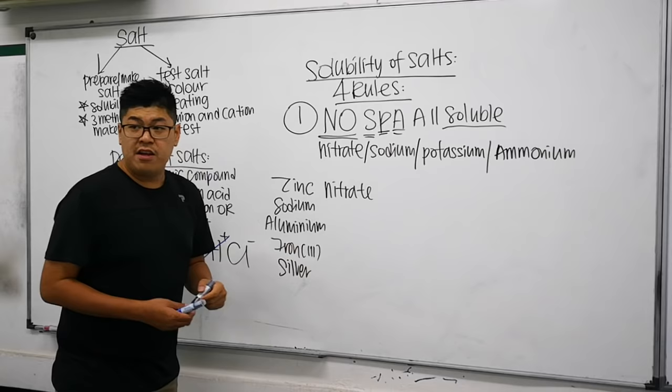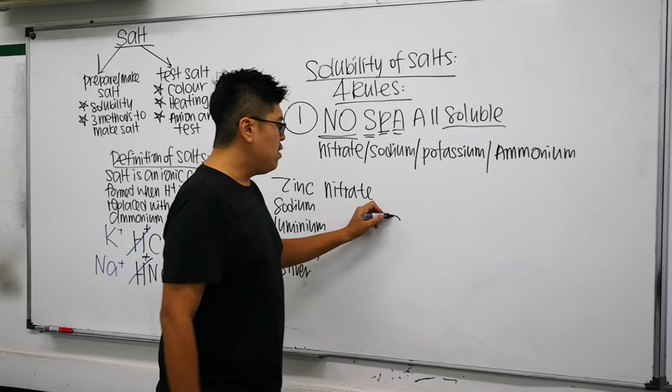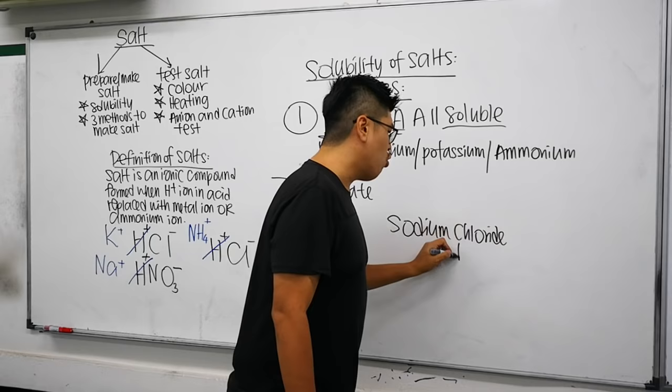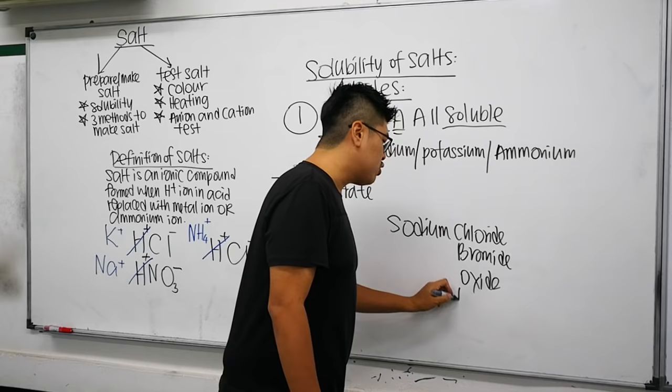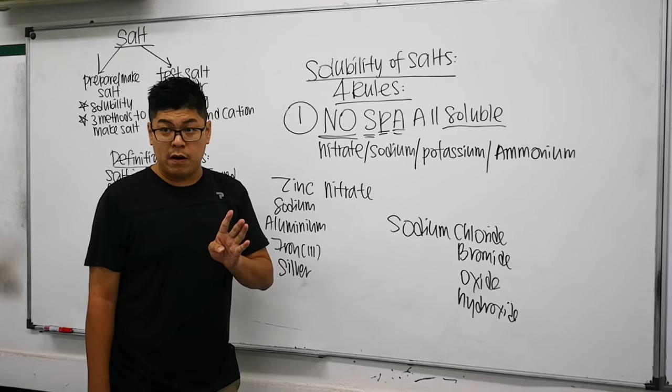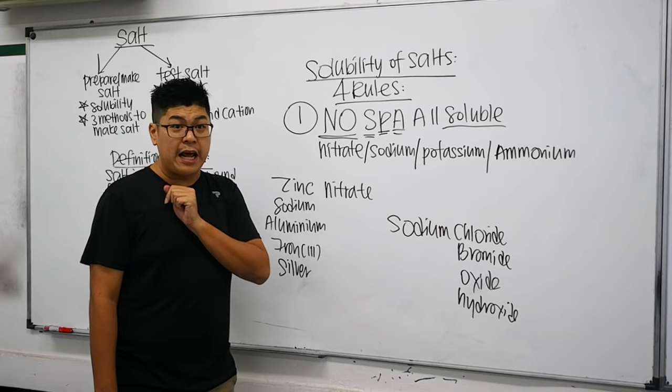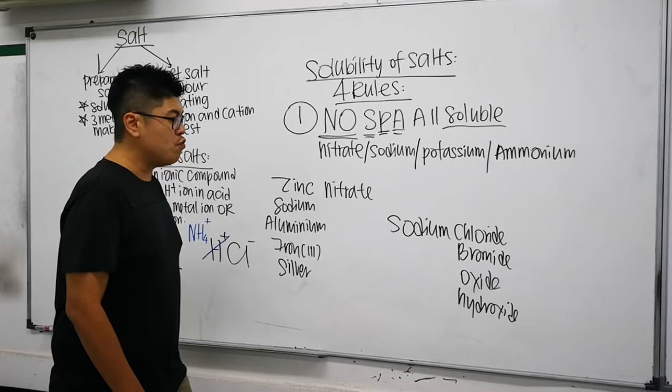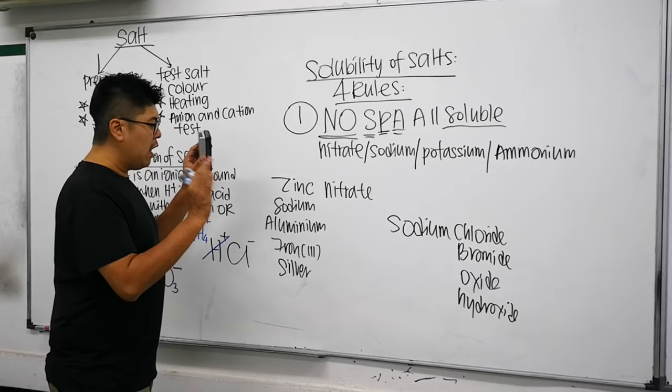Same thing for anything with sodium. When you have sodium, you don't care whether they write sodium chloride, sodium bromide, sodium oxide, or sodium hydroxide. Anything with sodium is confirmed soluble. So anything with one of these four is confirmed soluble. You don't need all four of them, you just need one of them. Any salt that has one of these will be soluble. That's rule number one. Later we'll do a lot of good exercises, no worry.